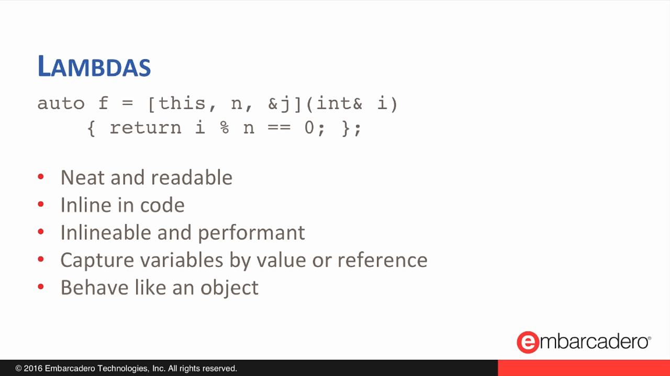Lambdas can be easily inlined and are copyable. They behave like objects. That means you can assign them, here using auto, and pass around f. There are lots of interesting things to talk about here, but that's the basics. They are neat, inlineable, anonymous function objects that can capture variables by value or reference. That means they're readable and performant.